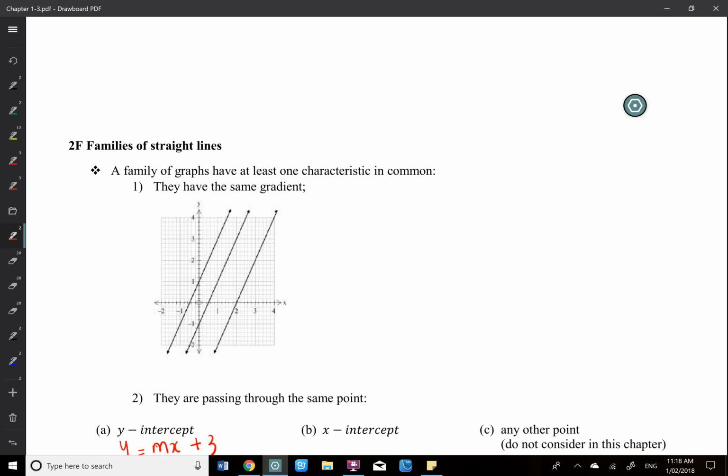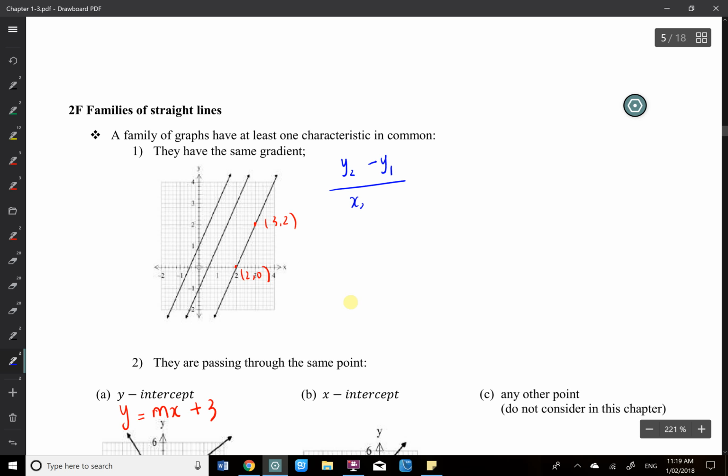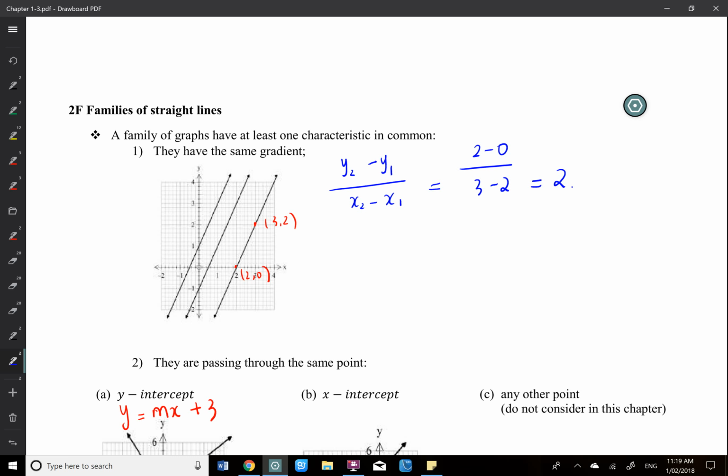Let's have a think about the same gradient one. Can you find the gradient for me first for this graph? If you can't read it clearly, that point is (3, 2), and that point is (2, 0). They all have the same gradient. So for the right-hand side graph, you pass through the point (3, 2), and the other point is (2, 0). Can you find the gradient for me first? Okay, you should find the gradient, which is 2.